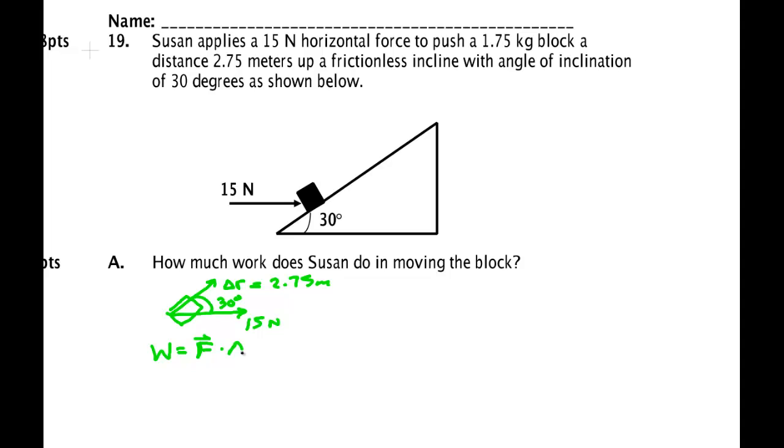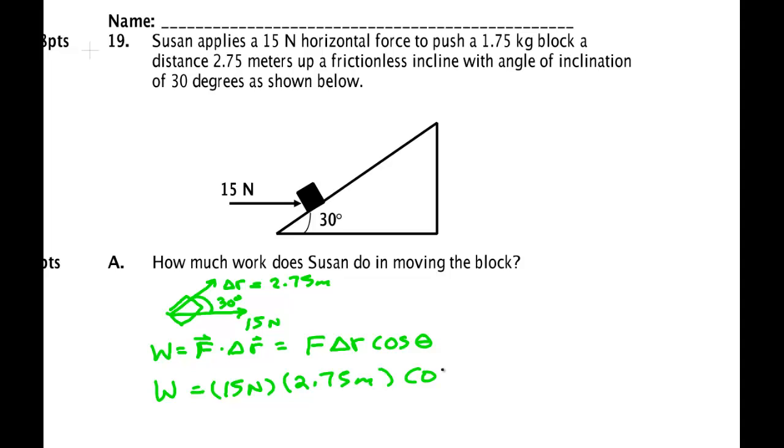Force dotted into displacement, which is F times delta R times the cosine of theta. The work is 15 newtons, 2.75 meters, cosine 30 degrees. And you punch all that in and you find 35.7 joules. Susan does positive work. She's making the block speed up.